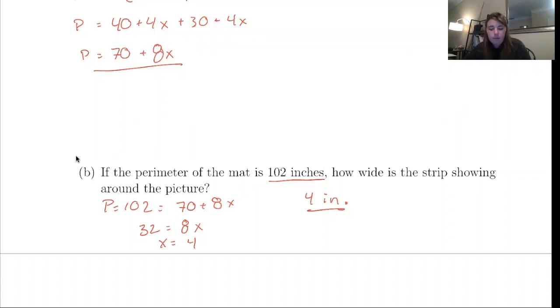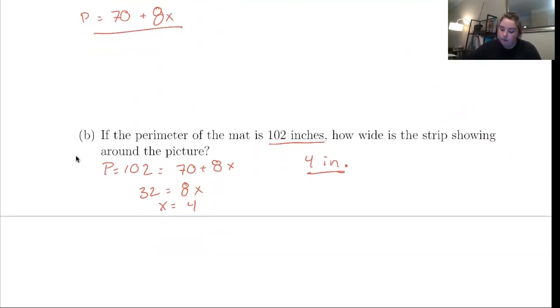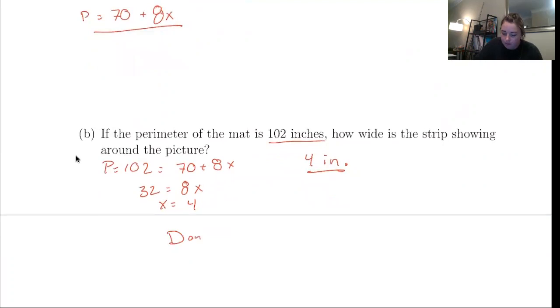All right. How are you guys feeling about this section? 2.6. Thumbs up, thumbs sideways, or thumbs down? Because now we're done with this section. Okay, good.